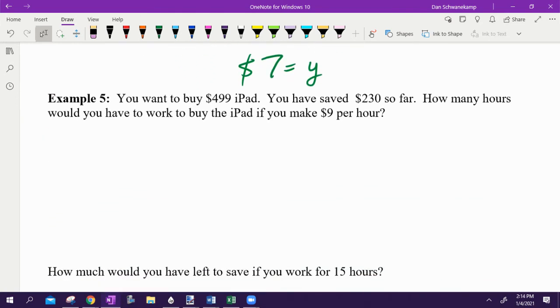You want to buy a $499 iPad. You have saved $230 so far. How many hours would you have to work to buy that iPad if you make $9 per hour?